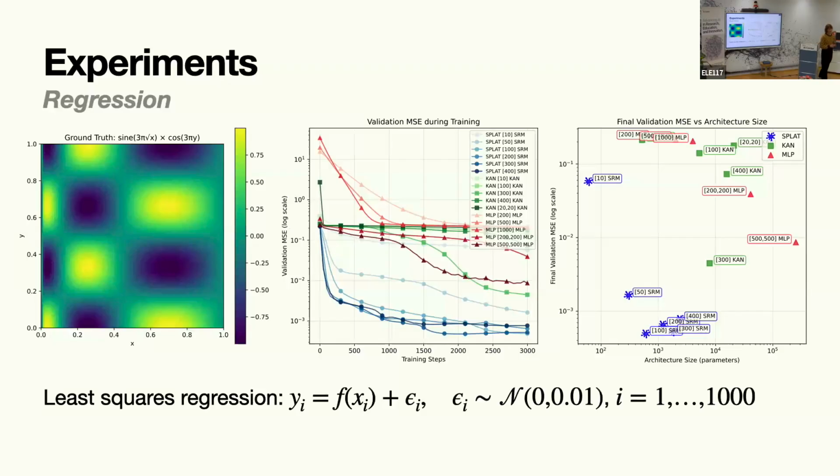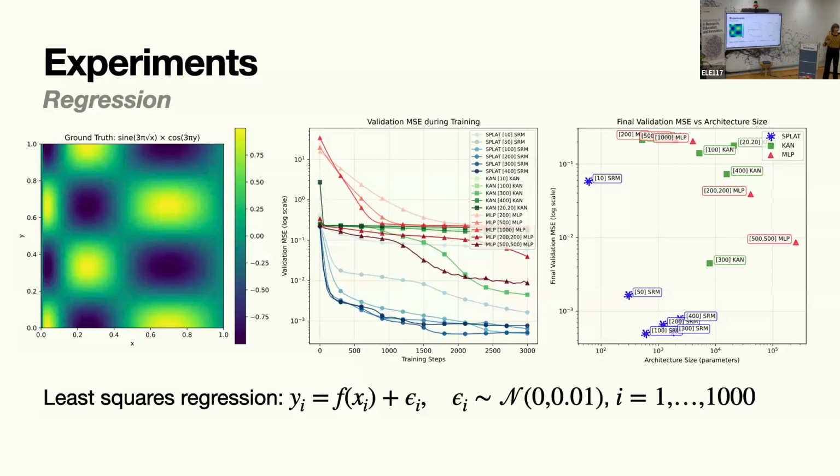Now I'm going to move on to a slightly larger scale experiment. This is on the scale that I would consider to be a baseline experiment in the physics-informed learning literature. So I'm just solving a simple 2D regression, and next I'll show you 2D PDE fitting. In this case, we compare the Splat models, which are shown in blue. We compare many Splat models. I will tell you about the parameterizations of them.